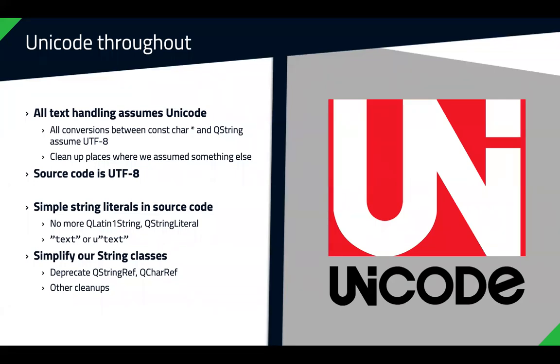We will also by default assume that source code is encoded in UTF-8 and set corresponding compile flags so that this is perfectly cross-platform. For simple string literals in source code, you don't need any Latin 1 string or QString literal anymore. You can just simply write them as quoted text, or with a little u in front of it if you want to have them in UTF-16. And that simplifies our QString classes.